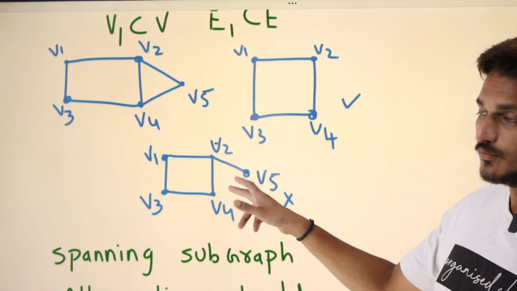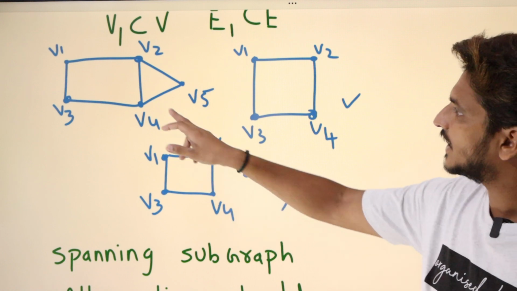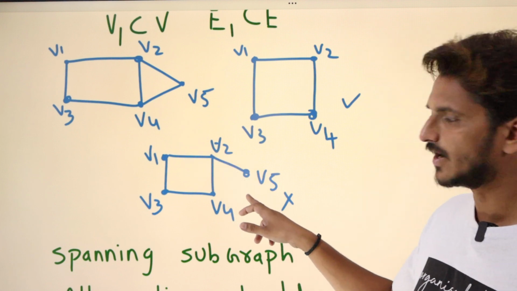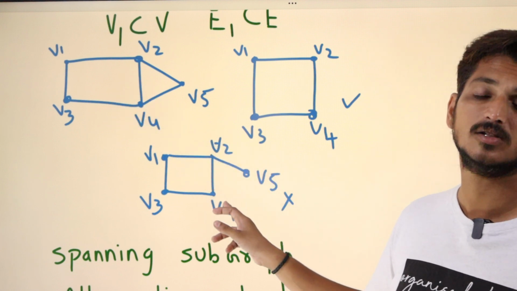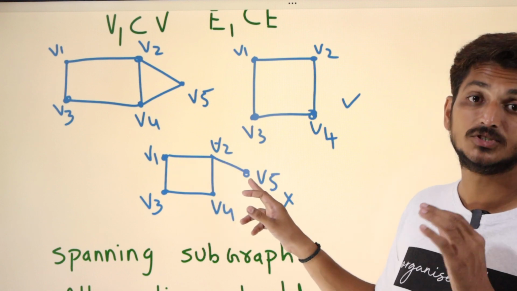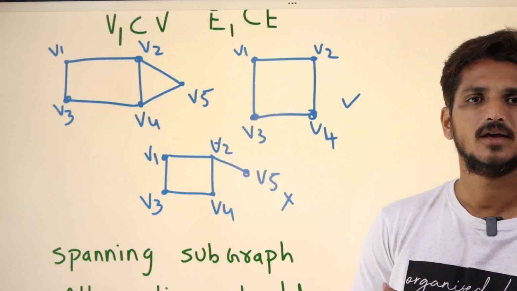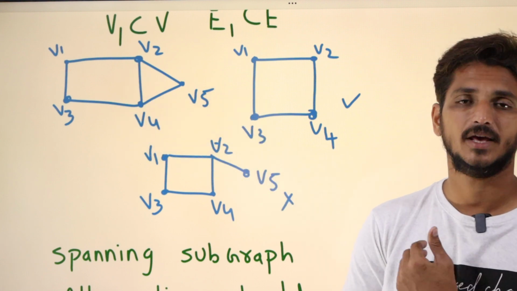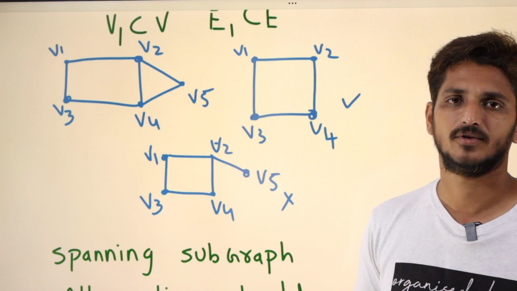Similarly, can we say this is a proper subgraph? No, we cannot say that. Here 6 edges are there, here 5 edges are there. That's okay. But here 5 vertices are there, and here also 5 vertices. V1, V2, V3, V4, V5 is not a proper subset of V1, V2, V3, V4, V5. At least one less should be there. Then we say it is a proper subgraph.